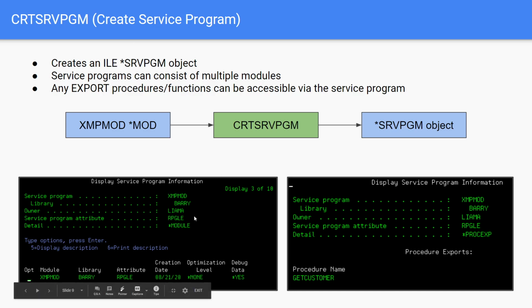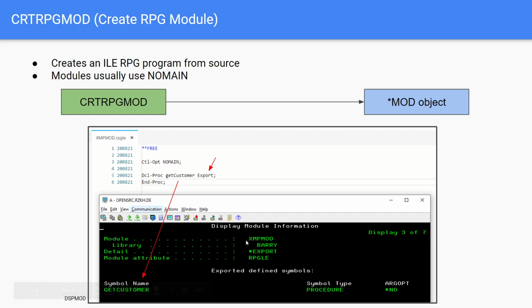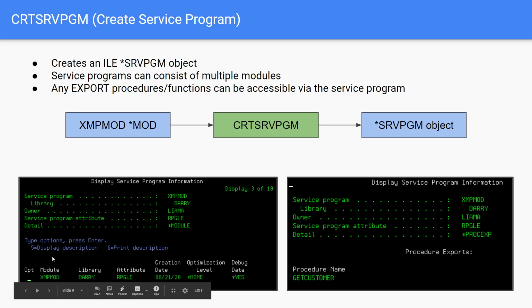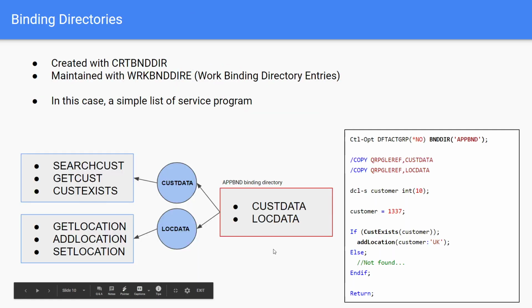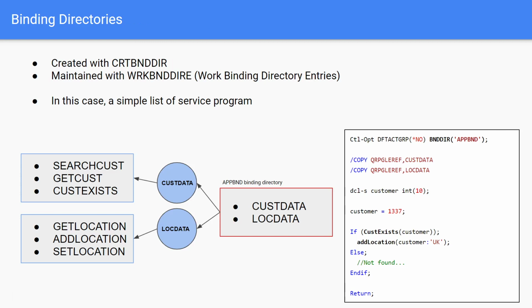So, for example, we have these two images over here, where if we do a display service program, we can see the list of modules inside of the service program, and then we can actually look at a list of the procedure exports from all the modules in the service program. So here we had our example module, and then we use this module inside of this service program, and then that service program now has get customer. So more of the story here is you would use a binding directory to actually be able to use these exported procedures in the service programs.